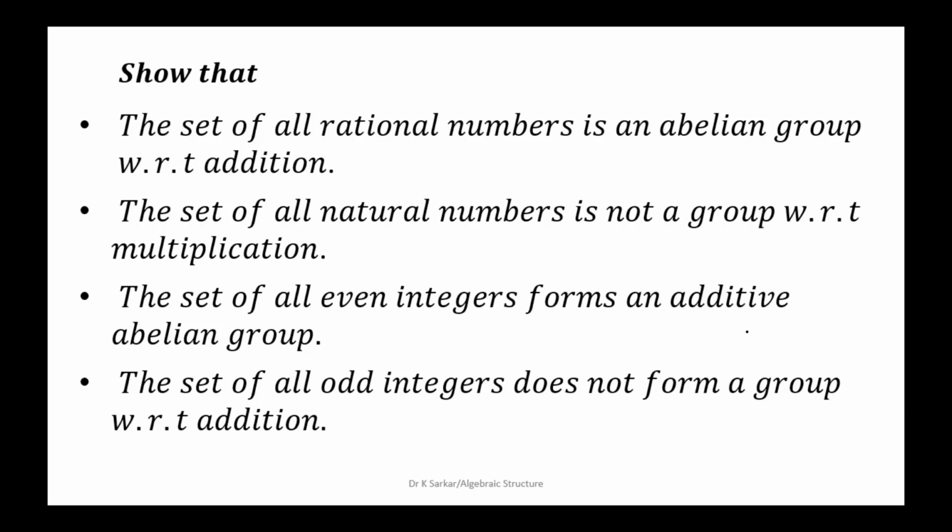Next, show that the set of all rational numbers is an abelian group with respect to addition. The set of all natural numbers is not a group with respect to multiplication. The set of all even integers forms an additive abelian group. The set of all odd integers does not form a group with respect to addition. So try all of this, work it out yourself.